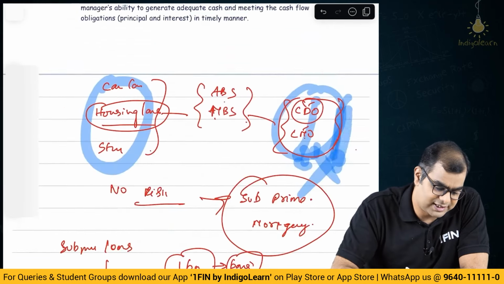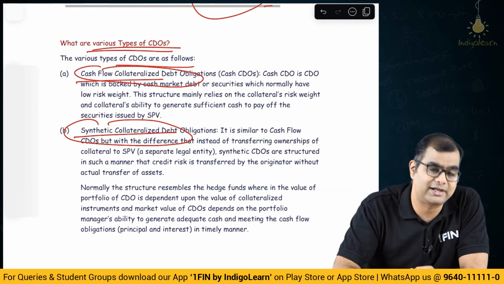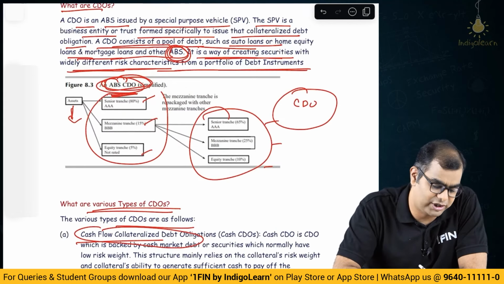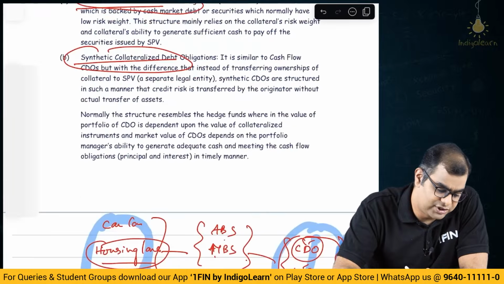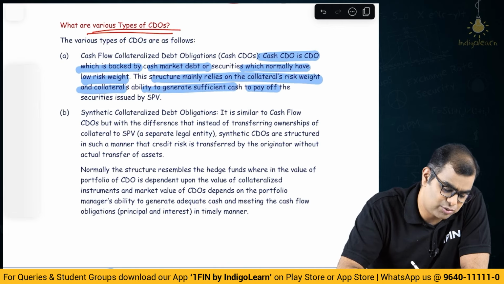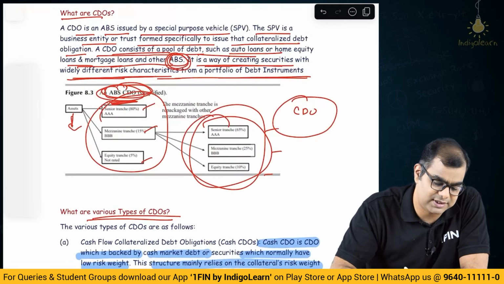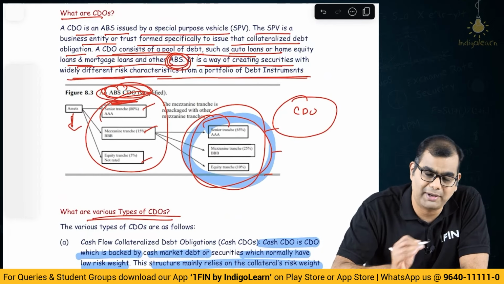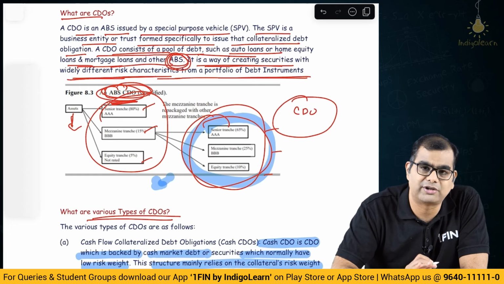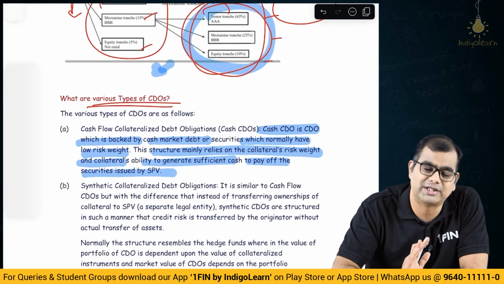Okay. Now, first let us understand what is a cash collateralized debt obligation, cash flow collateralized debt obligations, which is what I explained to you in the above diagram. A cash CDO is a CDO which is backed by cash market debt security which normally has low risk weight. This structure mainly relies on the collateral risk weight and the collateral's ability to generate sufficient cash to pay off the securities issued by the SPV. So, what happens is, when all the securities are issued, the money comes in, and the money is kept as collateral in government securities. You keep the money in some very, very low risk securities. So, basically you are not using the money.